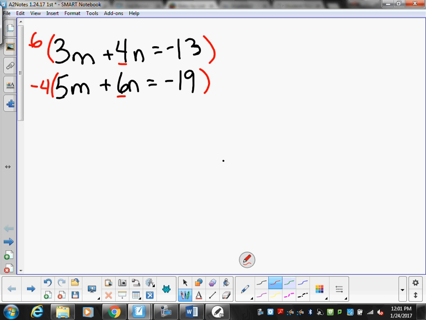Yeah, we did one of these problems yesterday. And so what we end up doing is now we distribute, we multiply the 6 times everything in the top equation. So 6 times 3m is 18m. 6 times 4n is 24n. And then 6 times negative 13 is negative 78.